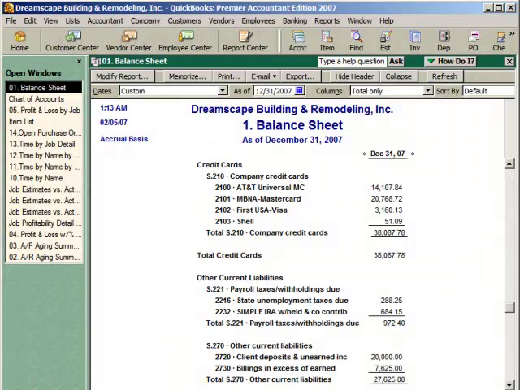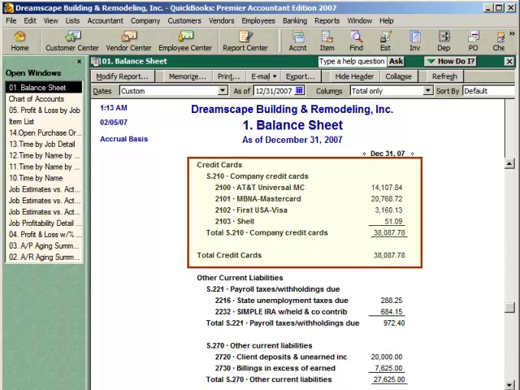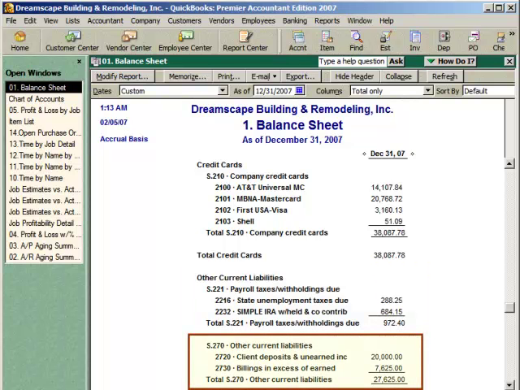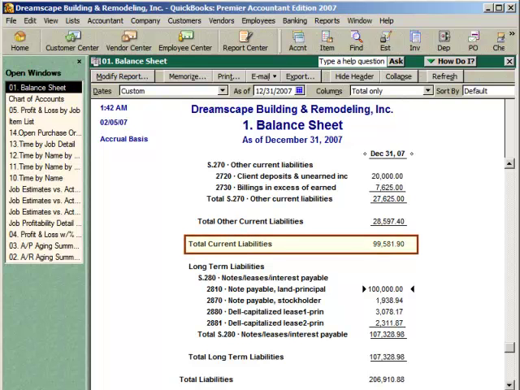Examples of these types of liabilities include amounts that are outstanding on credit cards or bank lines of credit, payroll-related liabilities, deposits from clients for work that we have not yet performed, and amounts for which we have invoiced clients, but that we've not yet really earned. This means that we have billings in excess of cost. We then get a total for current liabilities.